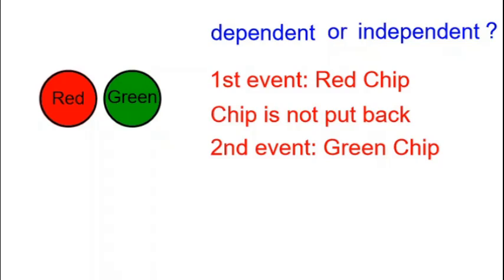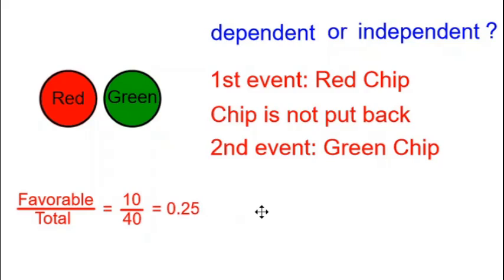Let's look at the probabilities that are involved. We can use favorable over total to find the probability of getting the red chip. It is 10 over 40 because there are 10 red chips in the bag and there are 40 chips in the bag. We can convert this into a decimal and a percent.